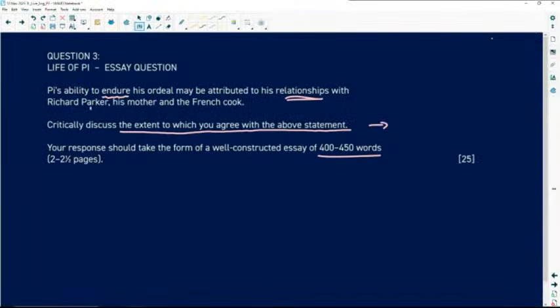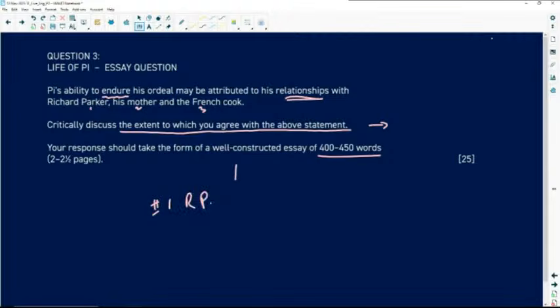Relationships: Richard Parker, his mother, and the French cook. So this essay divides itself very nicely into 3 body paragraphs. I think you would start as usual by planning that essay. So you say to yourself, okay, paragraph 1 is Richard Parker.